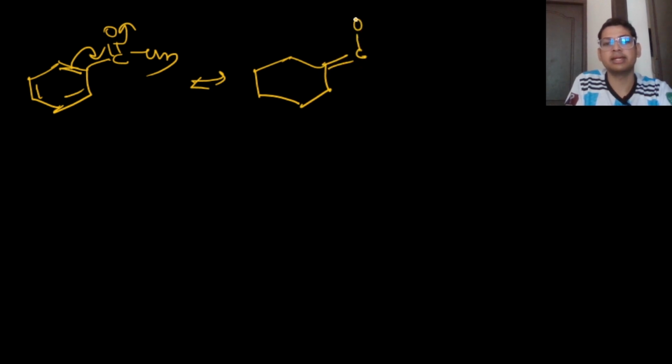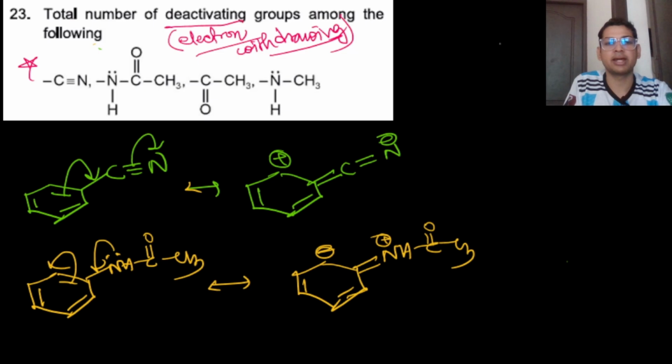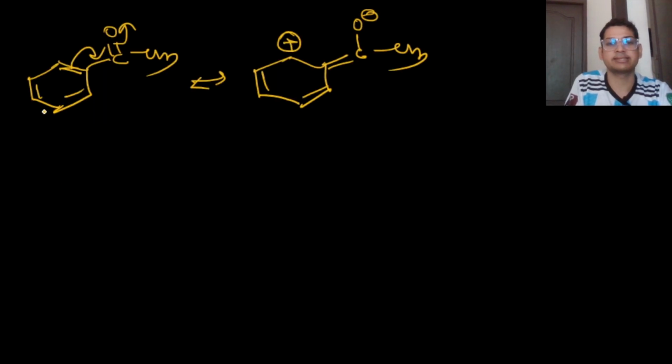Then what are the groups given? The next group that is given is benzene ring with C double bond O CH3. Again, it will do the resonance this way. If it is doing resonance this way, then you will get this thing, right? Positive charge is moving. Okay, then it is also electron withdrawing. And then what is given? NHCH3. Okay, NHCH3 is given.